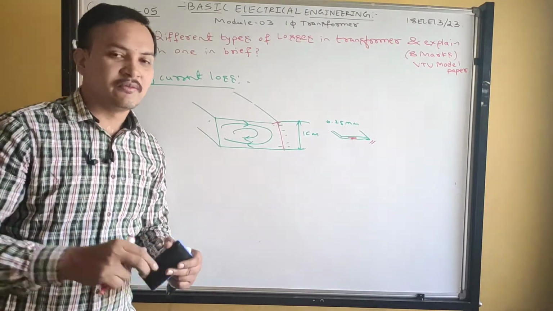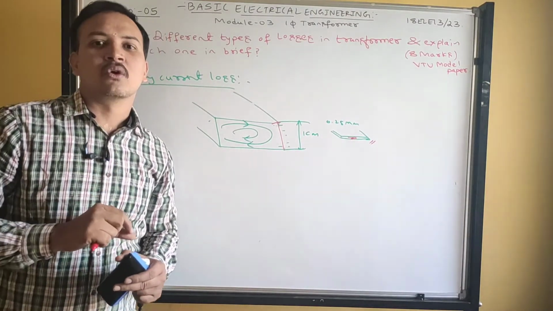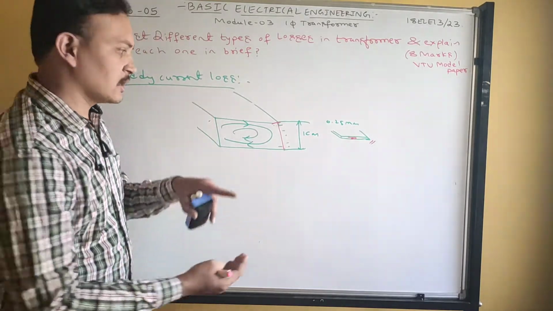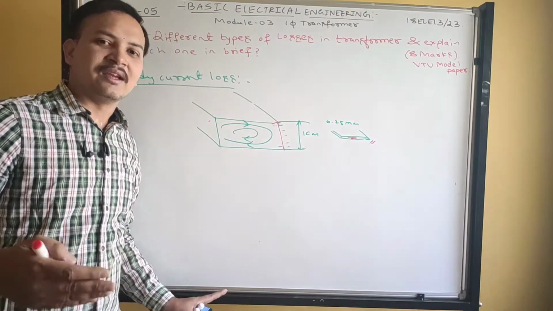If you do like this, eddy current losses can be reduced because the path for the circulating current will be smaller if you reduce the thickness of the core laminations. Okay, so if I make the thickness of the core lamination larger, then the current will increase.